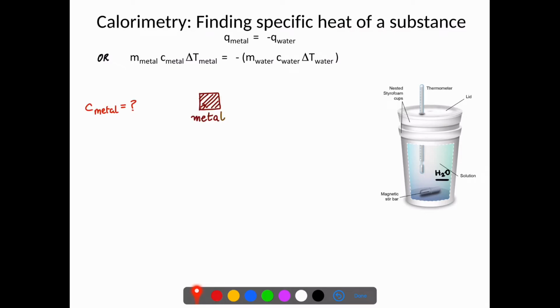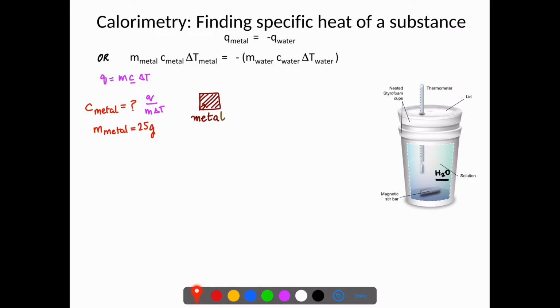Let's say you have a metal whose specific heat you're trying to determine. Recall that Q is equal to mc delta T. That means if you isolate specific heat in this equation, it's going to be Q over m delta T. That means to find the specific heat, we need to know the mass of the substance, and how much energy is getting into or out of the substance, and the associated temperature change. If we know those, then we can solve for the specific heat of the metal.